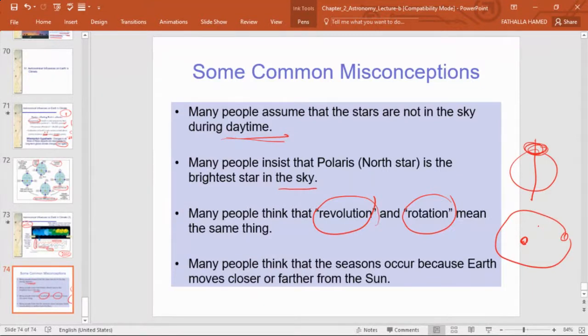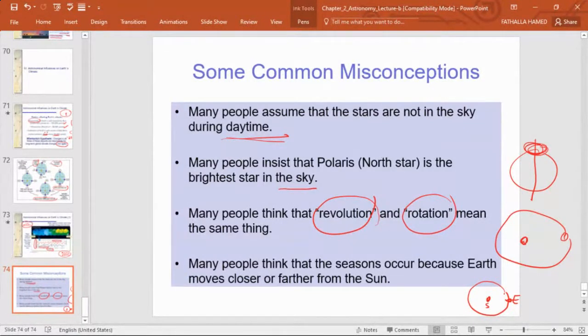And the other misconception: many people think that the seasons occur because the Earth moves closer or further from the sun. Some can argue this because the orbit of the Earth around the sun is elliptical. And I told you it is nearly circular. It's not that; the difference is about 1% or so. And that's why we say the average distance between the Earth and the sun is about 150 million kilometers.